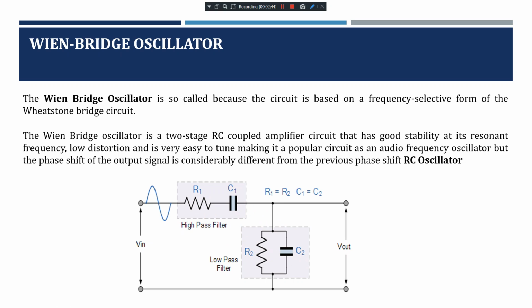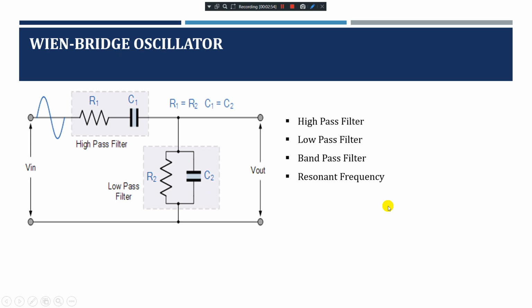So if you observe the circuit below, one is your high pass filter, the other one is a low pass filter. Coming to the circuit, the network consists of a series RC circuit connected to a parallel RC form. Basically, it is a high pass filter connected to a low pass filter, producing a very selective second order frequency response.